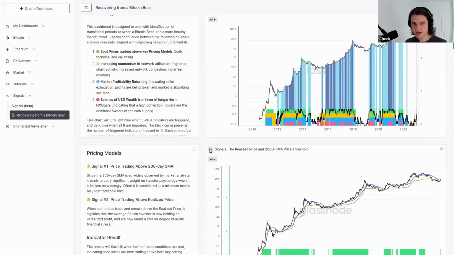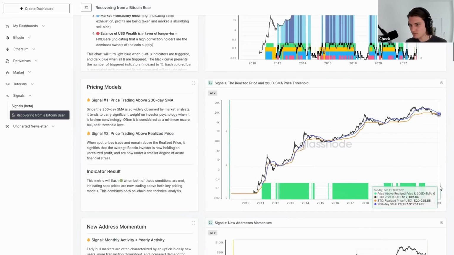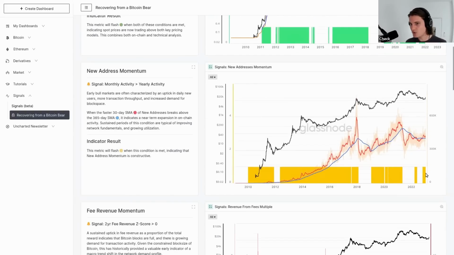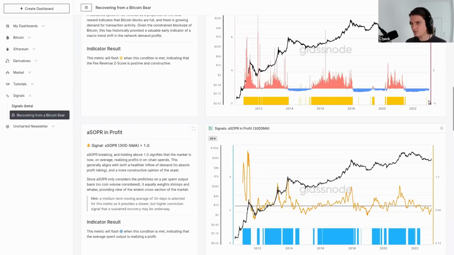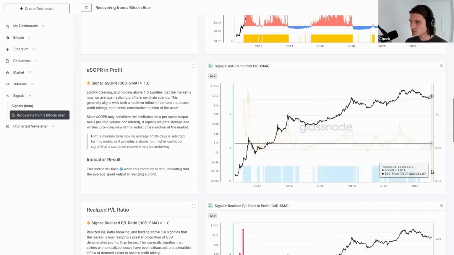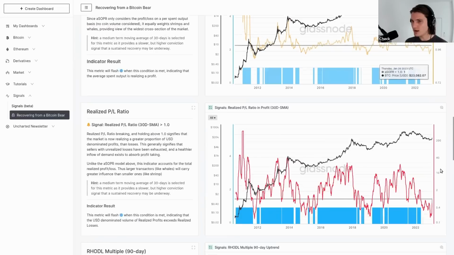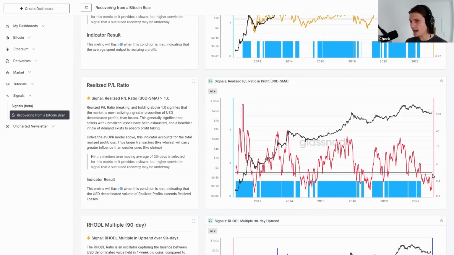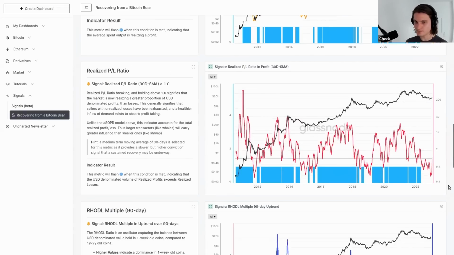So the real take home here is that each of these components, we can see our pricing models have both of them firing off. Our on-chain activity, we only have the new address momentum firing off. We do not have fee revenue. So that's kind of 50% of the way there. As we saw, our ASOPR on a 30-day SMA is in the process. It hasn't yet broken above, but our realized P&L ratio has. So again, 50% of the way there.